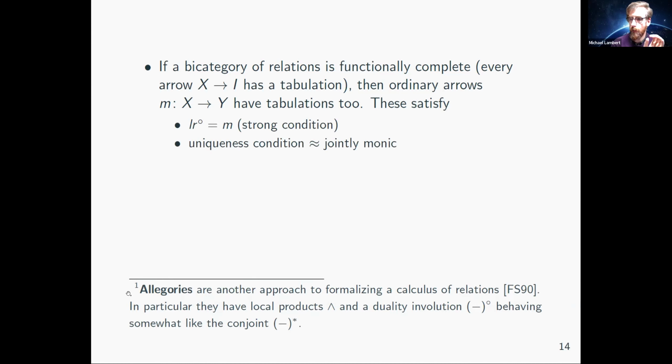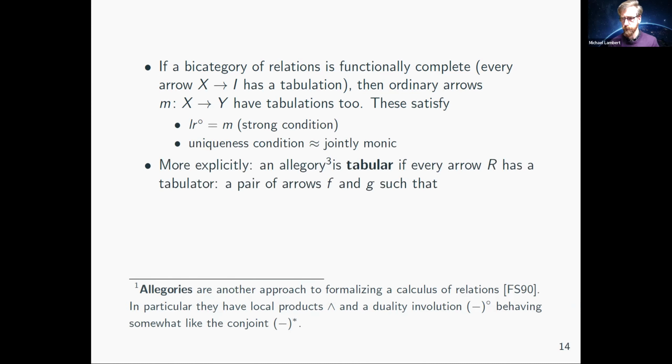Personally, I like how allegories phrase this. I mentioned allegories, I think, at the start. In case I didn't, allegories are another way of sort of elementarily axiomatizing the relations calculus. And they're very close to bicategories of relations. In fact, under certain conditions, bicategories of relations and allegories are essentially the same thing.